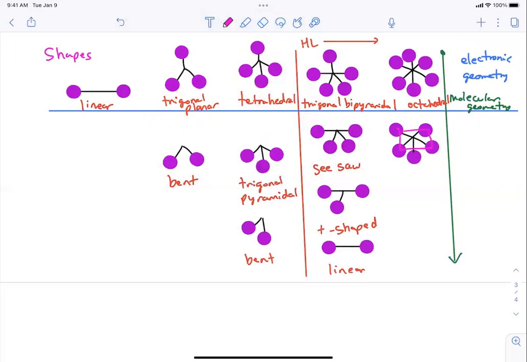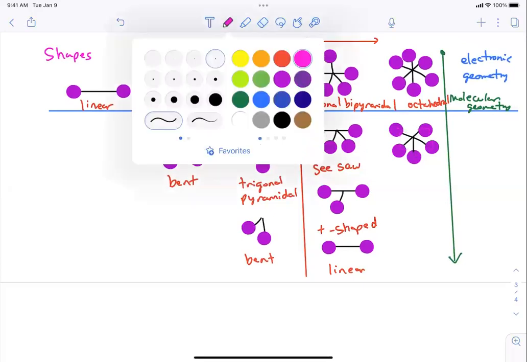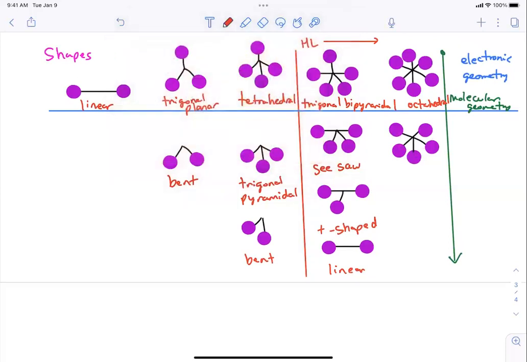A cone with like a square base. Square base, yeah. What do we call a cone with a square base? A pyramid. Exactly. So square pyramidal.